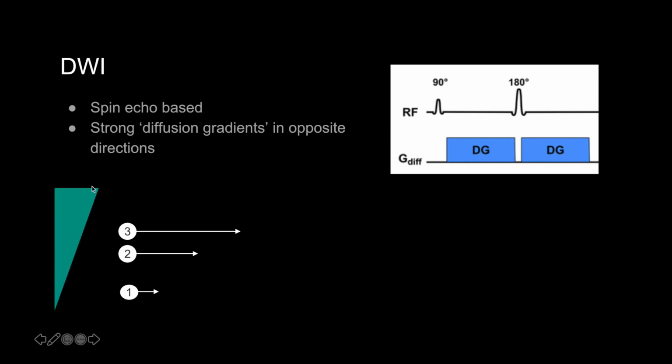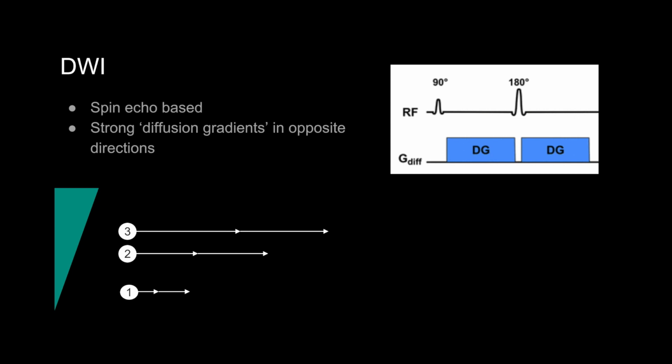Then when we apply the equal and opposite gradient, and they accumulate phase based on where they are, these are clearly going to remain out of phase, and when they're out of phase in the XY plane, they're not going to produce any signal, and the signal is lost from these tissues that are not restricted in their diffusion.